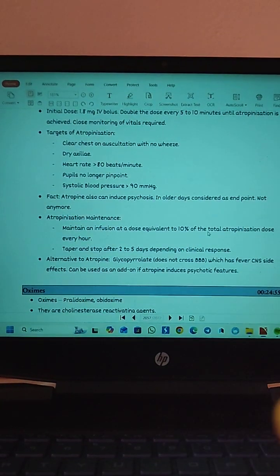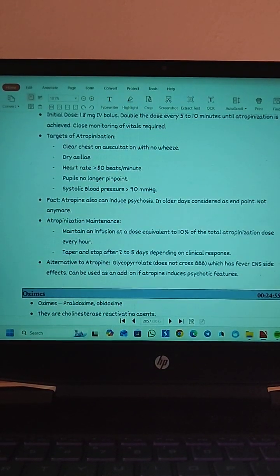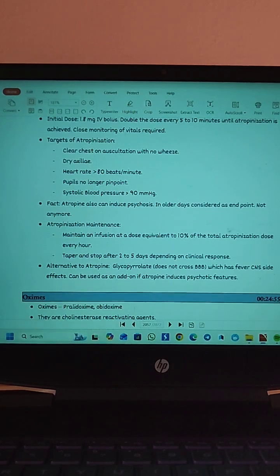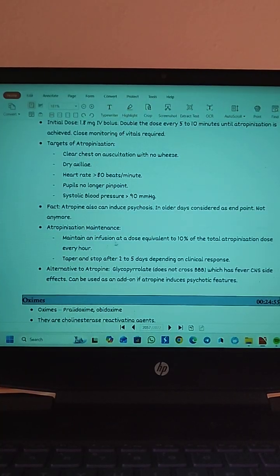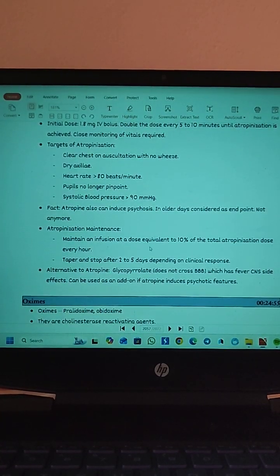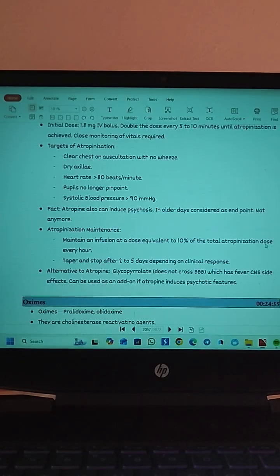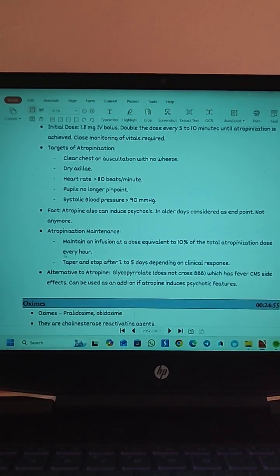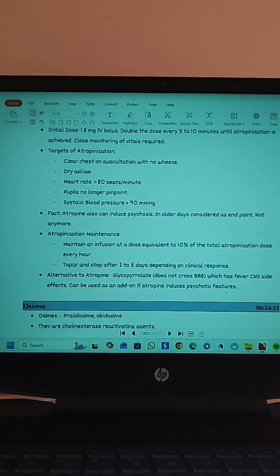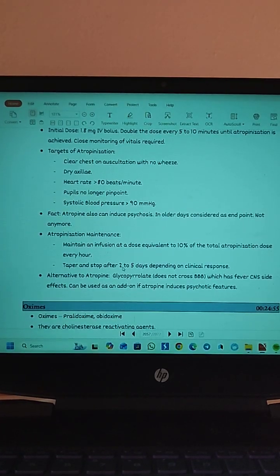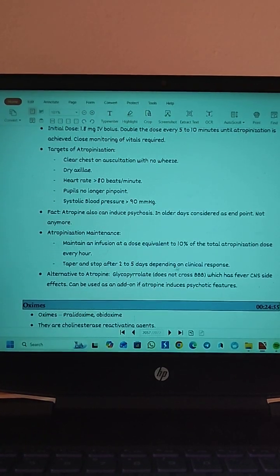So here, you should know the total atropinization dose. Okay, the total atropinization dose that we have given, and then 10% of it. So we should give an infusion at a dose equivalent to 10% of the total atropinization dose every hour. Okay, every hour it should be given, and you can taper the dose. You can reduce the dosage, and after that you can stop after 2 to 5 days. That is mainly depending on the clinical response.